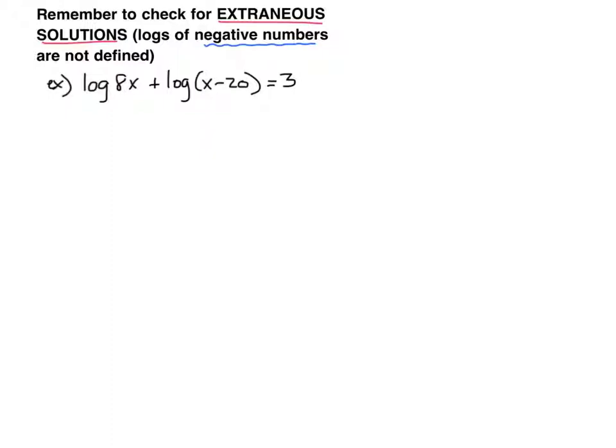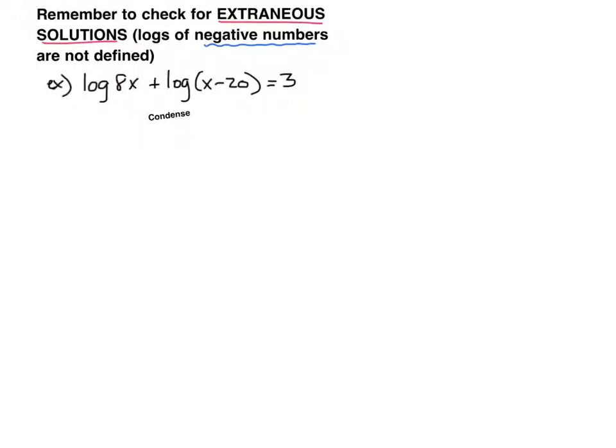Alright, in this example we have log of 8x plus log of x minus 20 equals 3. So the very first thing that we need to do, since we have two logs of the same base being added together, is condense the log. The reason that we're condensing is that we can just have one logarithm. If you have two logs with the same base being added together, what do you do to the things inside the log, the 8x and the x minus 20? How do you combine them? You multiply.